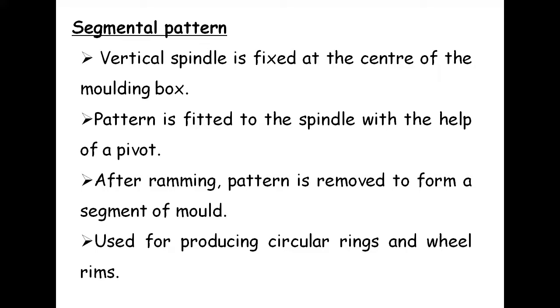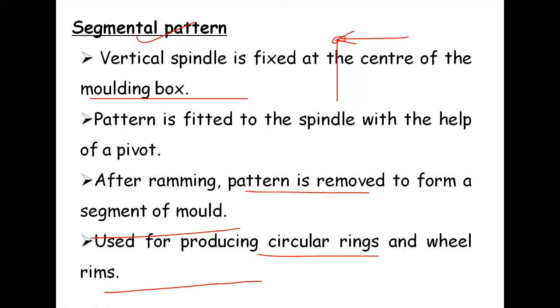Segmental pattern. Segmental means a part. A vertical spindle is fixed at the center of the molding box. The pattern is fitted to the spindle with the support of a pivot. After ramming, the pattern is removed to form a segment of the mold. These steps are repeated continuously, then you collect the segments and finally connect them together. It is used for producing circular rings and wheel rims with the segment pattern.